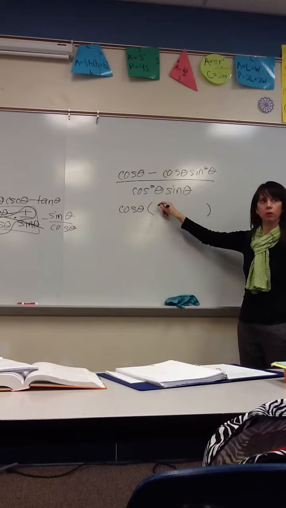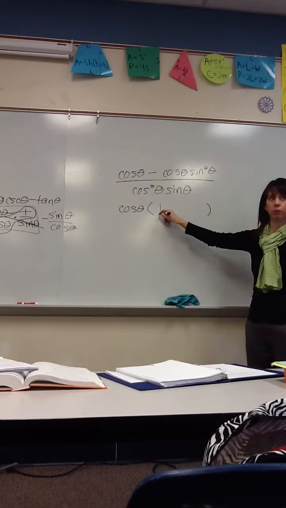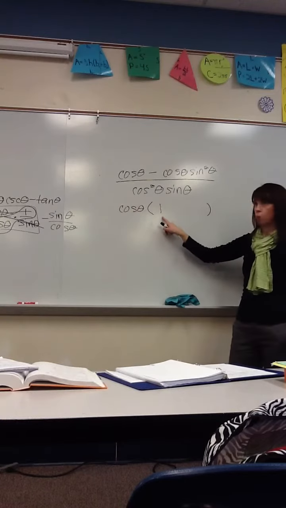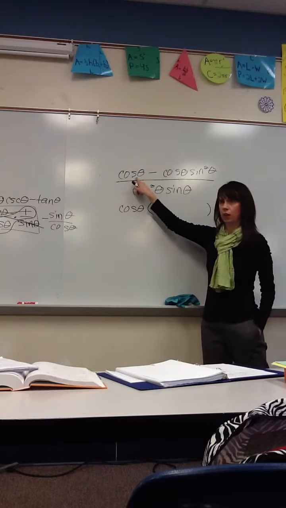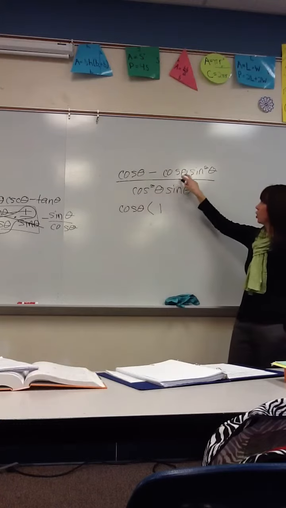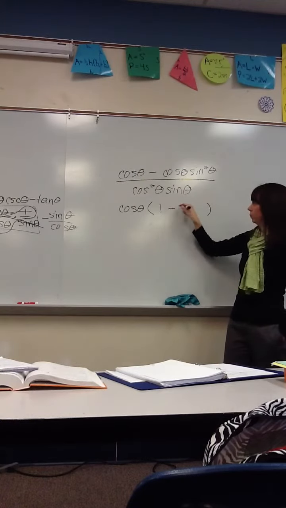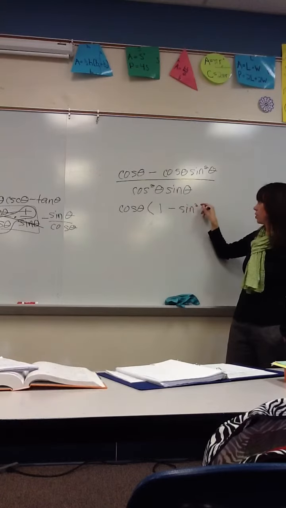Did you say negative one? Positive one. I take a cosine of theta out of that. Cosine of theta times 1 will get me the cosine of theta. Well, and if I take a cosine out of this, what am I left with? Negative sine squared of theta.